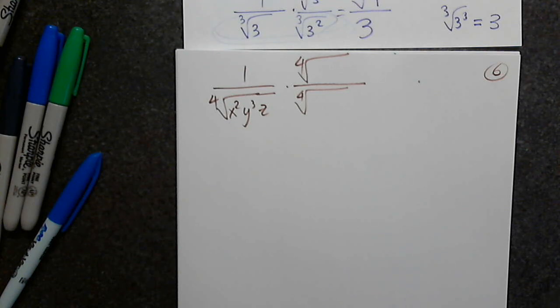This time I need to form a perfect what? Is it a perfect square? Is it a perfect cube? Is it a perfect fourth? Is it a perfect fifth? Perfect fourth. So in order to form a perfect fourth, I need how many of x? How many of y? How many of z? Okay, so then tell me what I'm missing and I'm going to put it in.